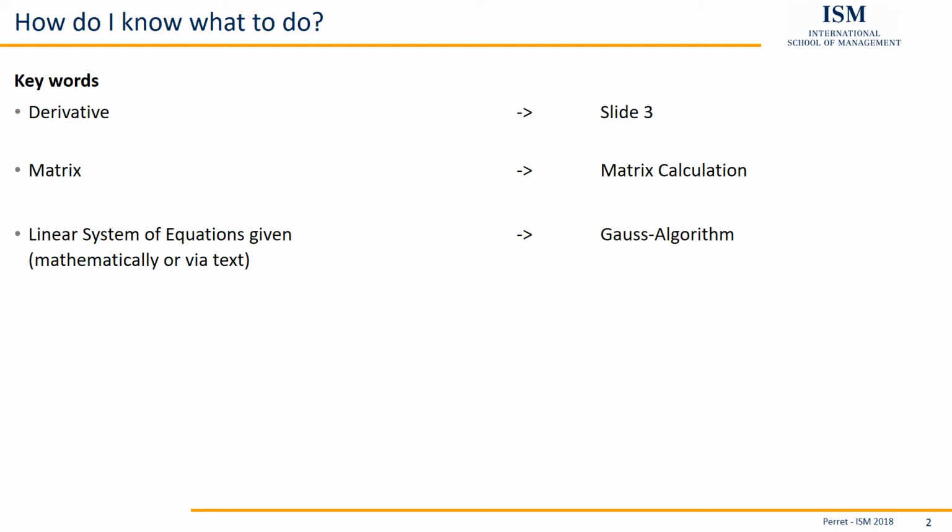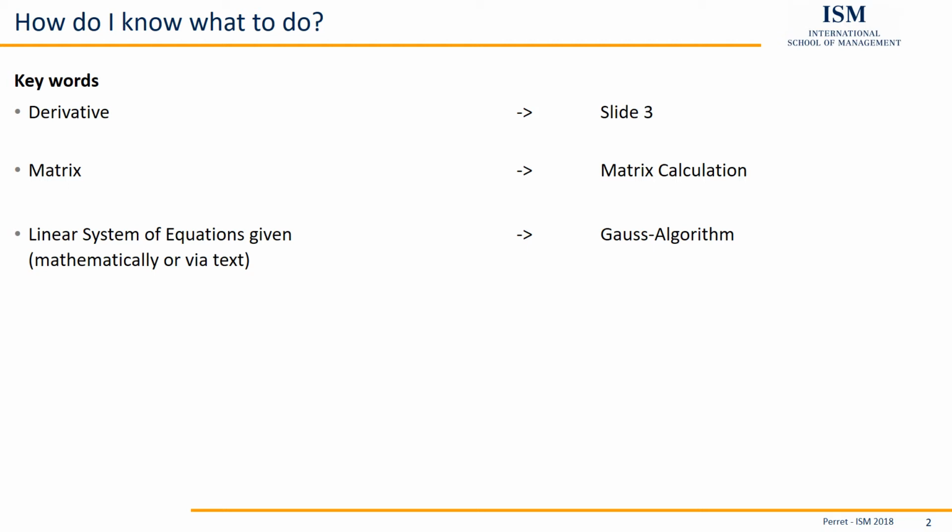With the linear system of equations, you have the one version of writing this down mathematically. The alternative could be that the linear system of equations is described via some kind of text. And you first have to translate the text into mathematical equations, and then the mathematical equations into the matrix-vector representation. So this could also be the case. This would be a bit trickier. However, in most cases, it's directly given mathematically.